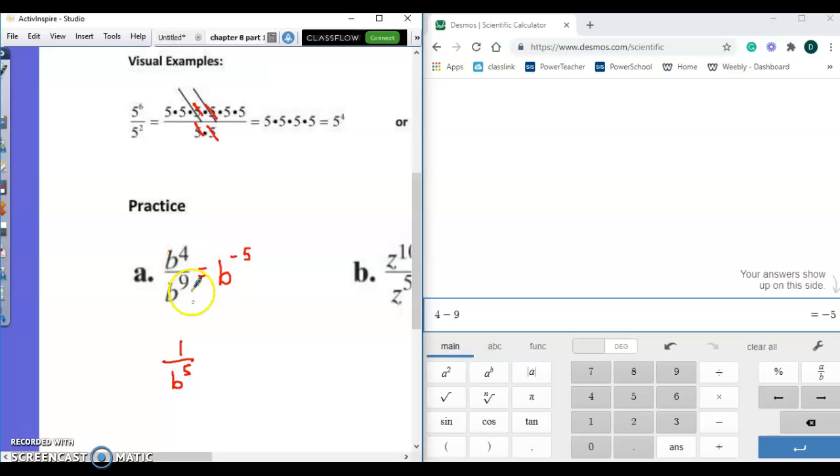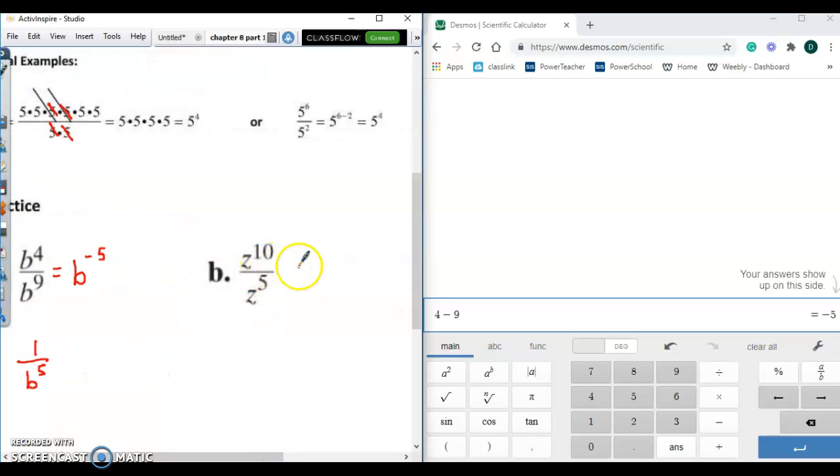You can think about 4 of these cancel out with 4 of these, leaving us with 5 left on the bottom. But again, for consistency's sake, I'm going to do the subtraction. Over here, we know our base is going to be Z, because that's the same. 10 minus 5, obviously we know what 10 minus 5 is. That gives us 5. So Z to the 5th. And we don't need to simplify that any further because it's a positive exponent.